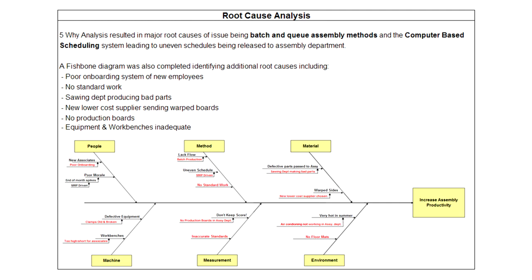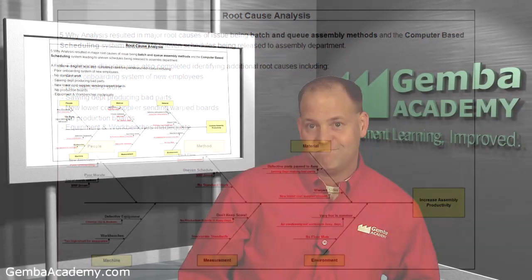Additionally, during their value stream mapping process, the treetop team had created work cells in their assembly department, but after some reflection and careful analysis, they realized that there's still a lack of true one-piece flow. Other root causes included a poor onboarding system, inadequate standard work, the sawing department is producing bad parts, a new lower-cost supplier is sending warped boards, no production boards displaying hourly results, and inadequate equipment and workbenches.